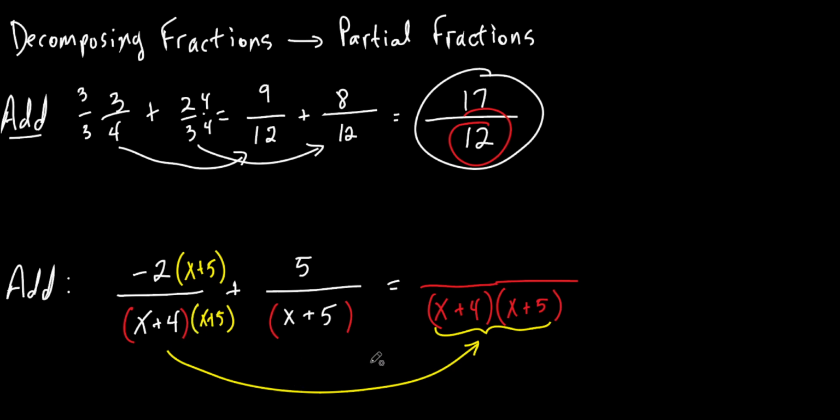What about this? What did I do to x plus 5 in order to get x plus 4 times x plus 5? What did I multiply that by? x plus 4. And what do I do to the top? Multiply that by x plus 4. Okay?